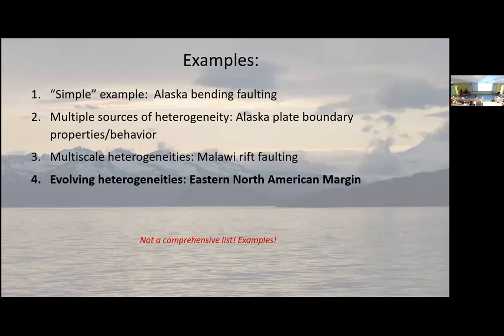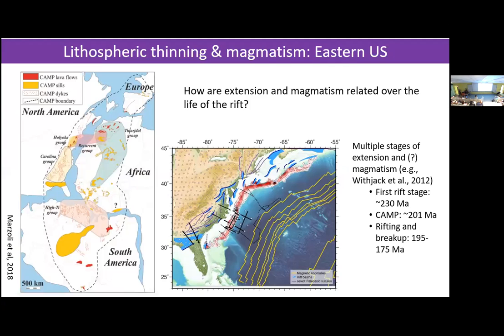And finally, if I am going very long, sorry, these other examples have been like, there was some lithospheric template, and then we did stuff in there, and how did it influence it? I think the Eastern North American margin is an example of kind of evolving heterogeneity, where each stage influences the next stage. And so here is a kind of reconstruction.